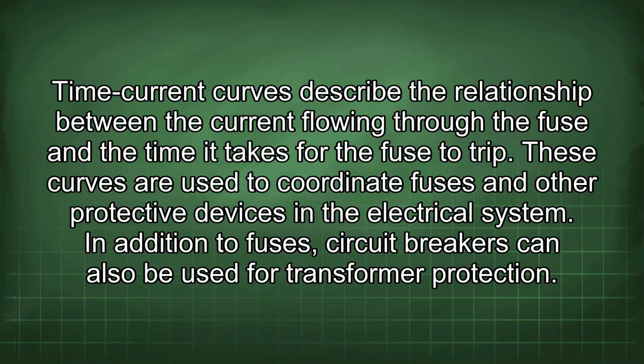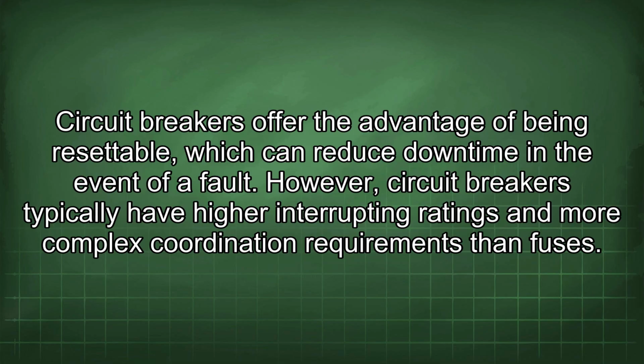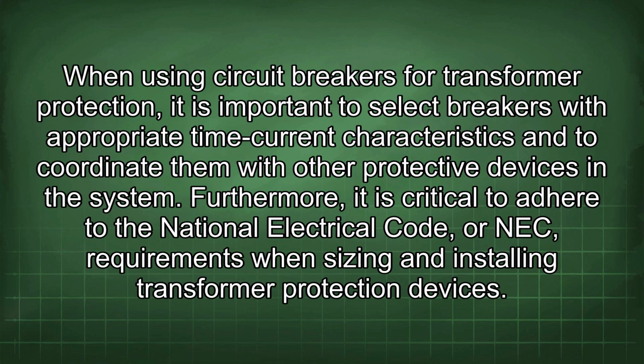In addition to fuses, circuit breakers can also be used for transformer protection. Circuit breakers offer the advantage of being resettable, which can reduce downtime in the event of a fault. However, circuit breakers typically have higher interrupting ratings and more complex coordination requirements than fuses. When using circuit breakers for transformer protection, it is important to select breakers with appropriate time current characteristics and to coordinate them with other protective devices in the system.